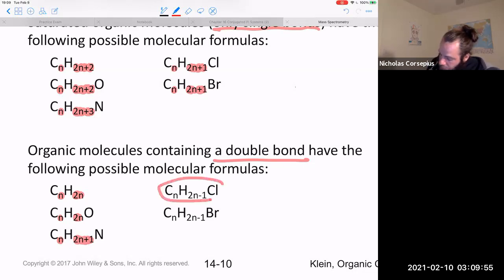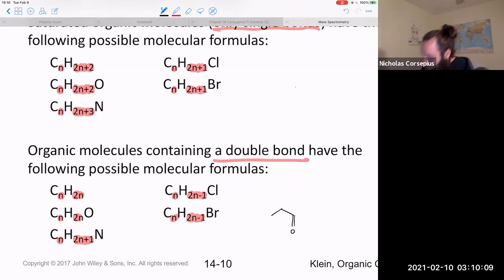And then again, the chlorines and the bromines behave like nitrogens. So instead of being 2n, it's got to be 2n minus 1 because we have that single bonded halogen. And again, let's just pick an oxygen for an example so we can convince ourselves of this. We'll do an aldehyde. This has 3 carbons. So that means that it should have 6 hydrogens. Let's just see, 1, 2, 3, 4, 5, 6.